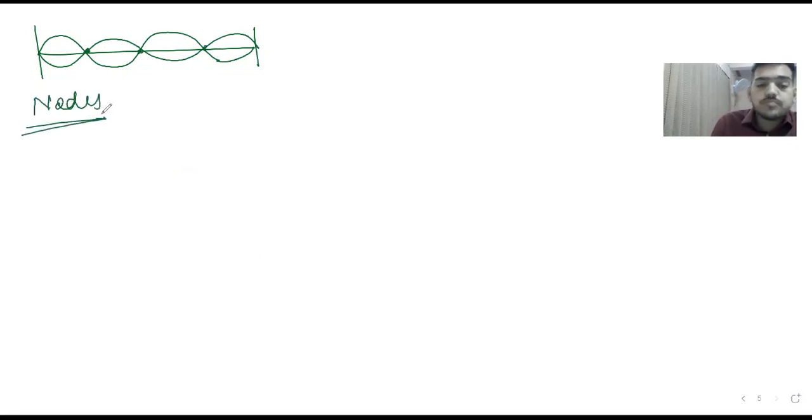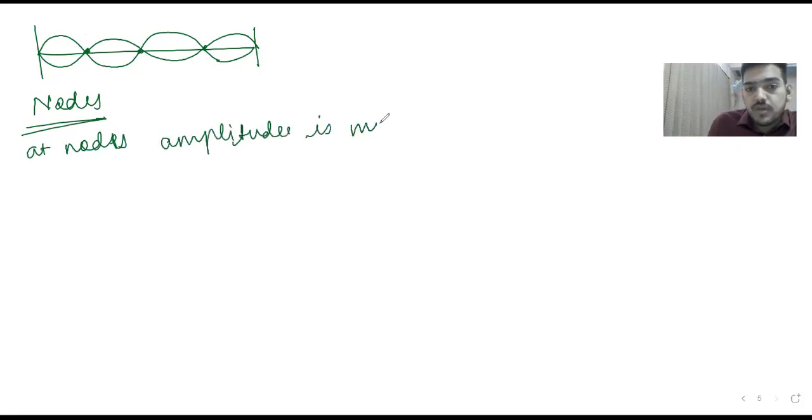So students, we know that at nodes amplitude is 0 or minimum amplitude. So we can say that at nodes amplitude is minimum, right? So we can say that amplitude is almost 0. So the particles don't vibrate at all at nodes. So we can say the amplitude is 0.